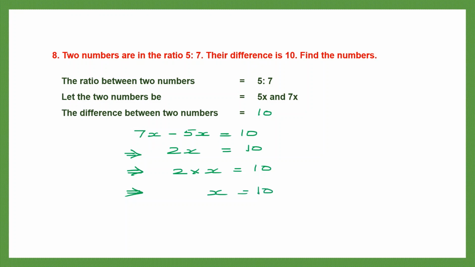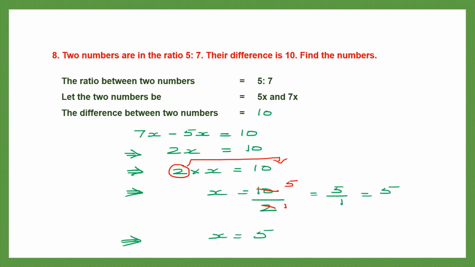So we're going to take 2 from the left hand side. We're going to take it to the right hand side. Because it's multiplication, when you take it there, it becomes division. Now cancel. 2 ones are 2, 2 fives are 10. So x is equal to 5 by 1, or x is equal to 5. So let's write that clearly here. x is equal to 5. So we found the value of x. Now with this, we can find the two numbers 5x and 7x.